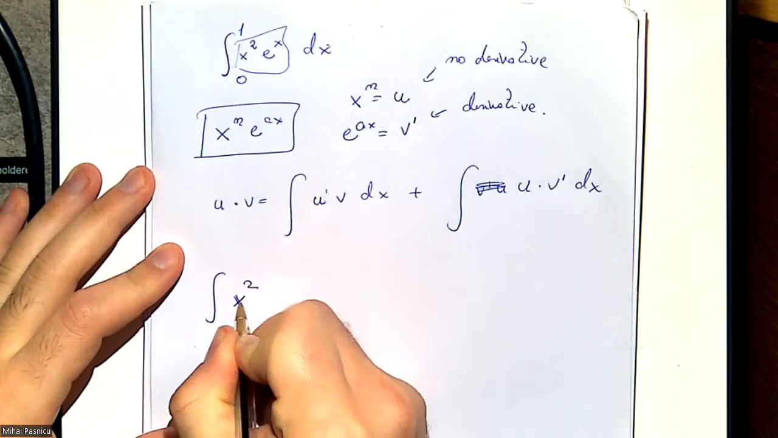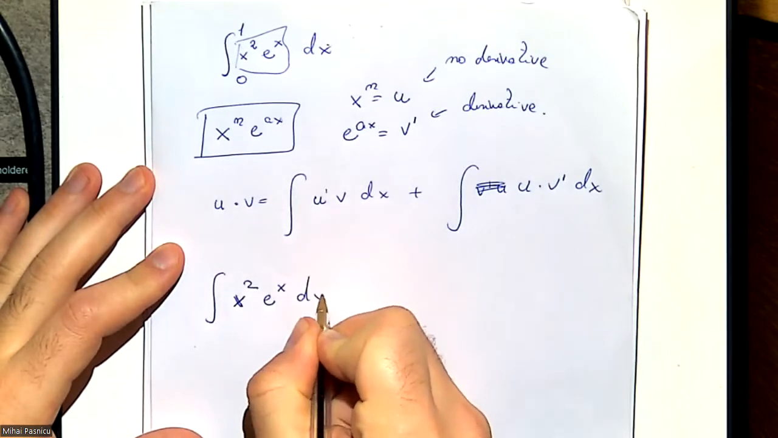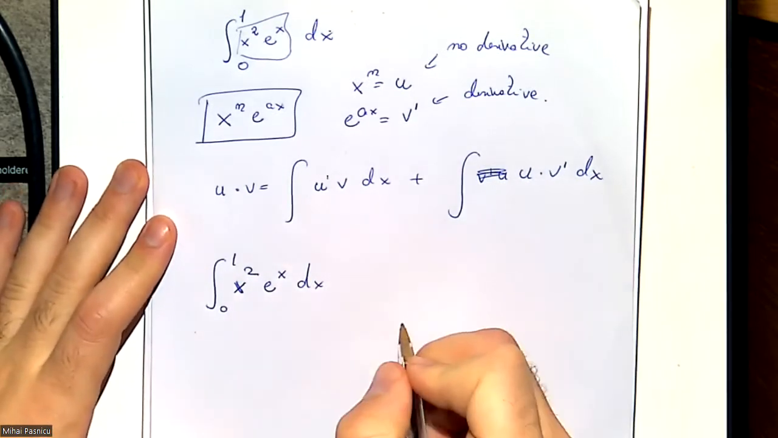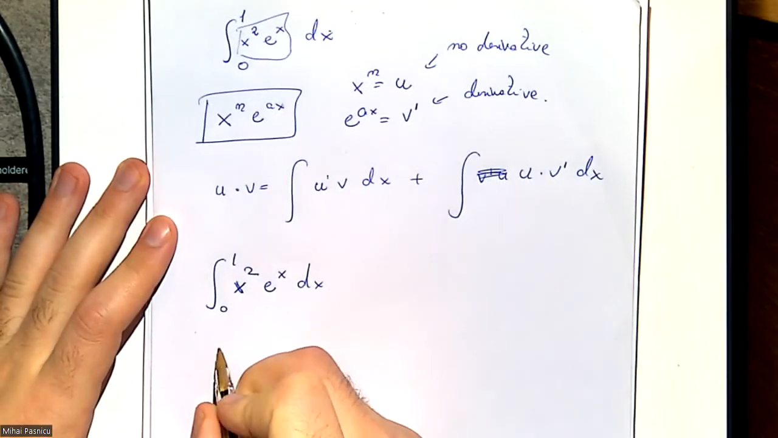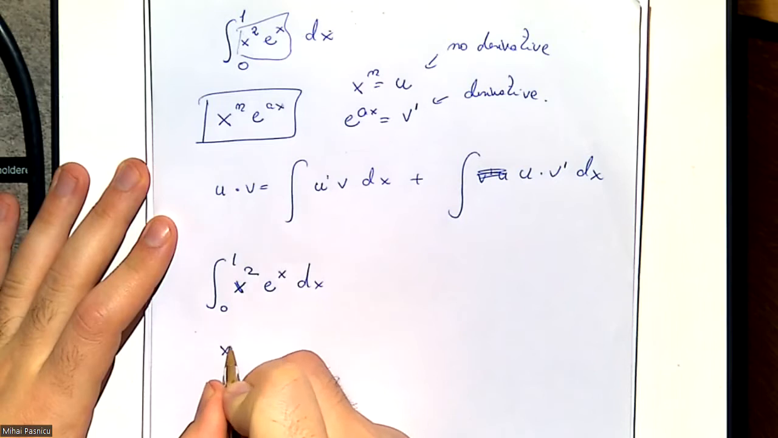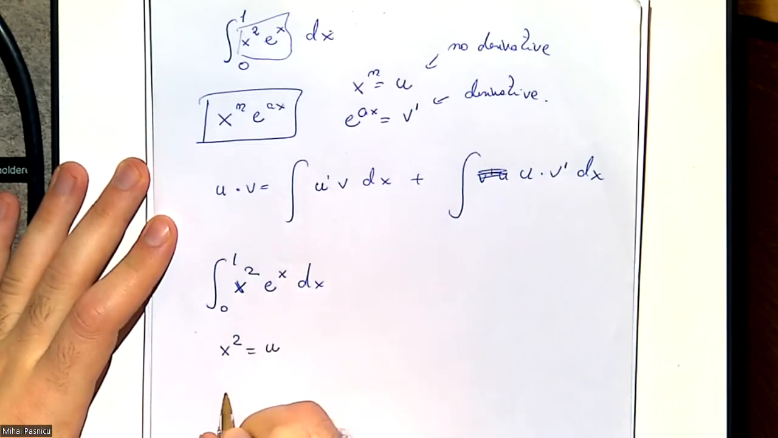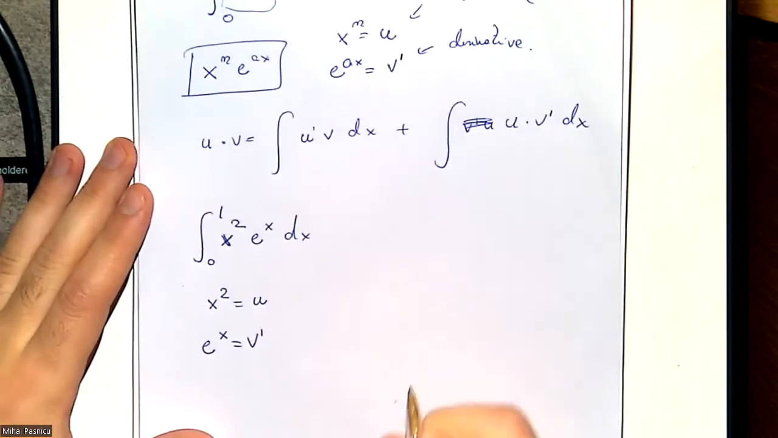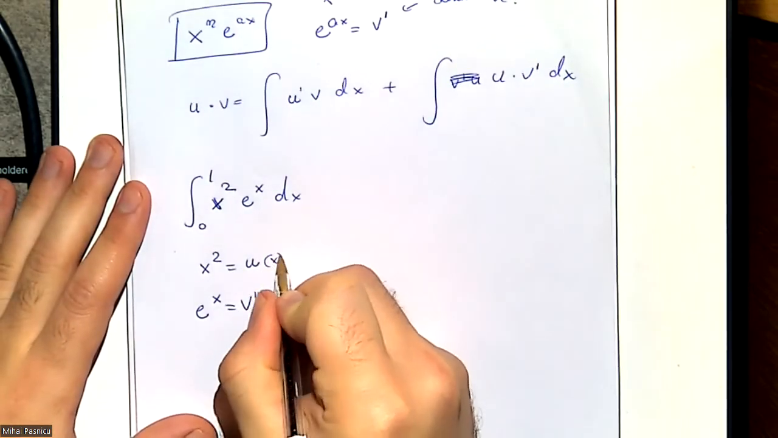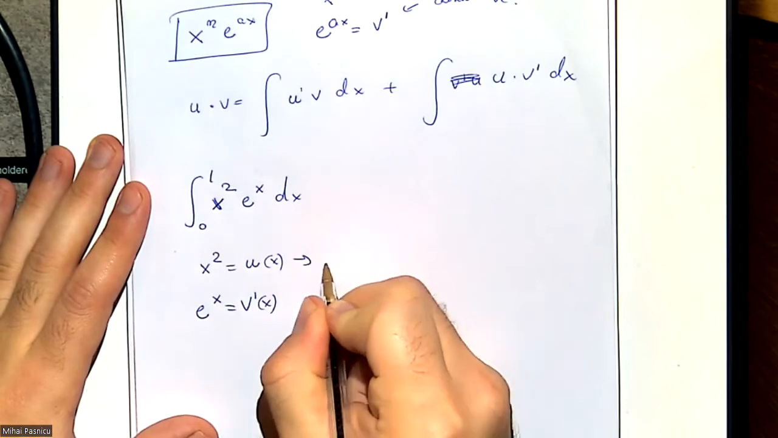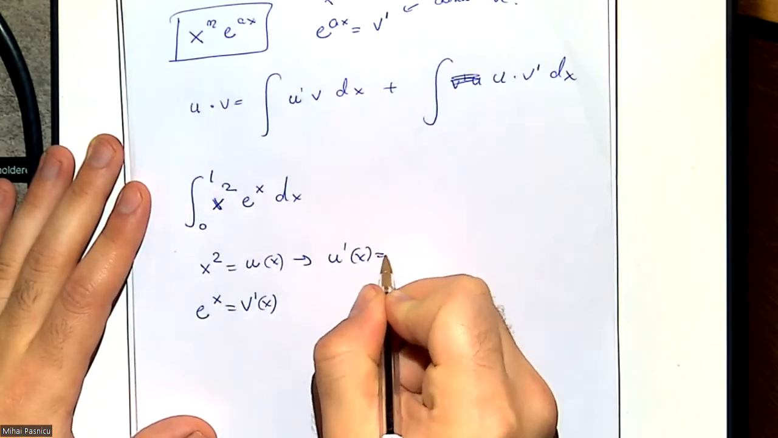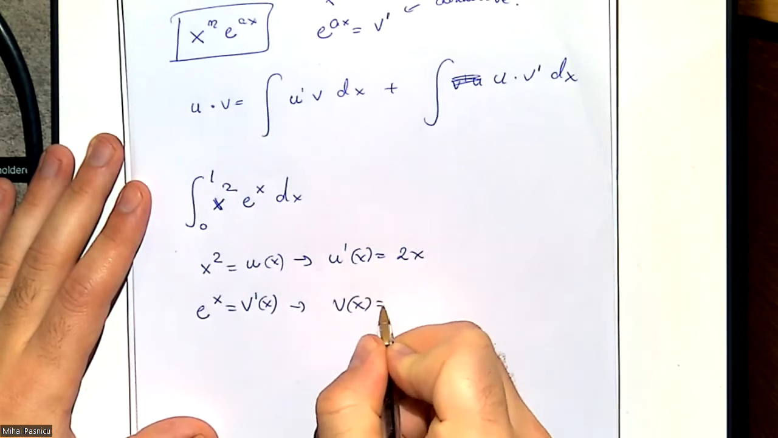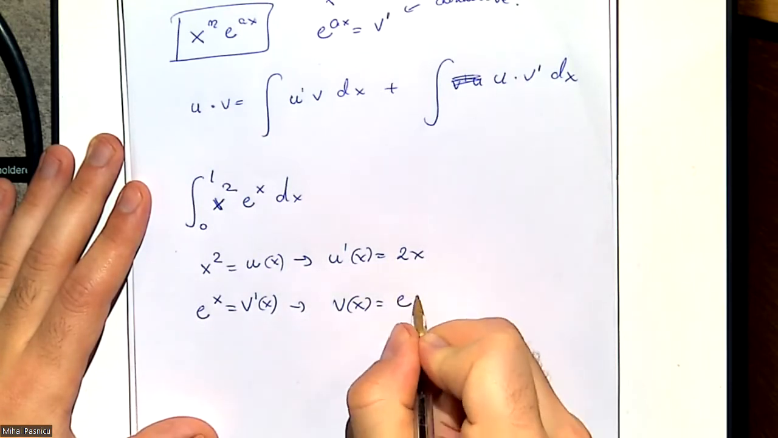So again, reiterating my problem, this is what I need to solve. Let's just keep it 0, 1 because we haven't done any definite integrals. Okay, and I said I'm going to take x squared as being u, and I'm going to take e to the x as being v prime. Now, u prime of x is 2x. V of x, exponential is nice, never changes, so e to the x.